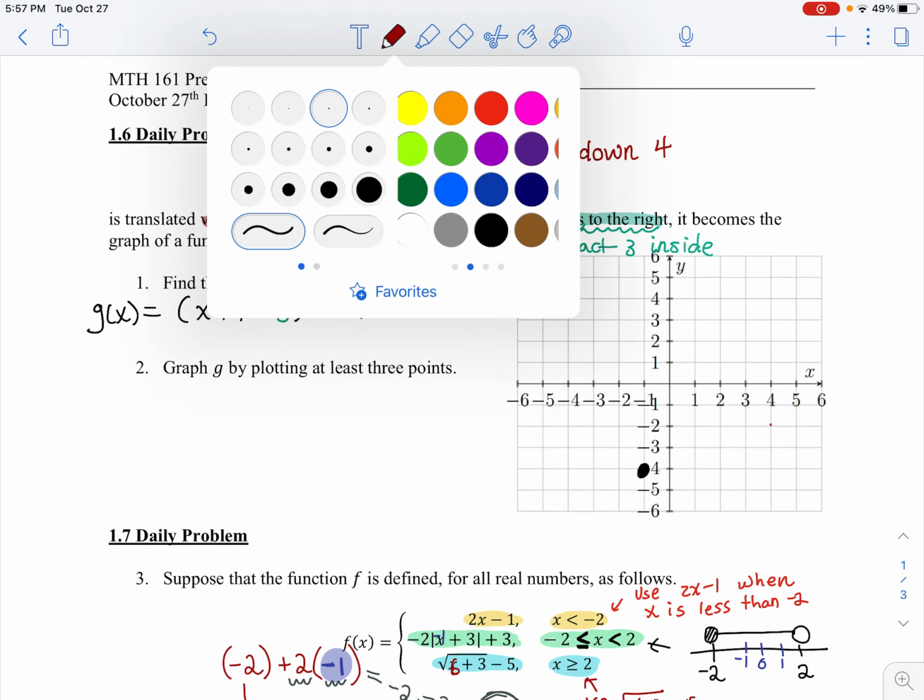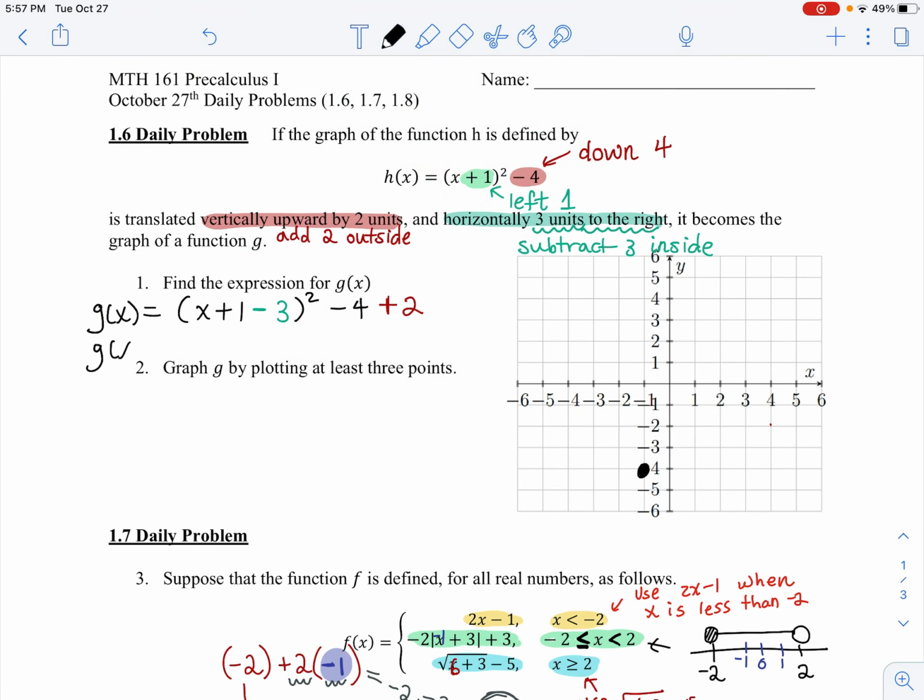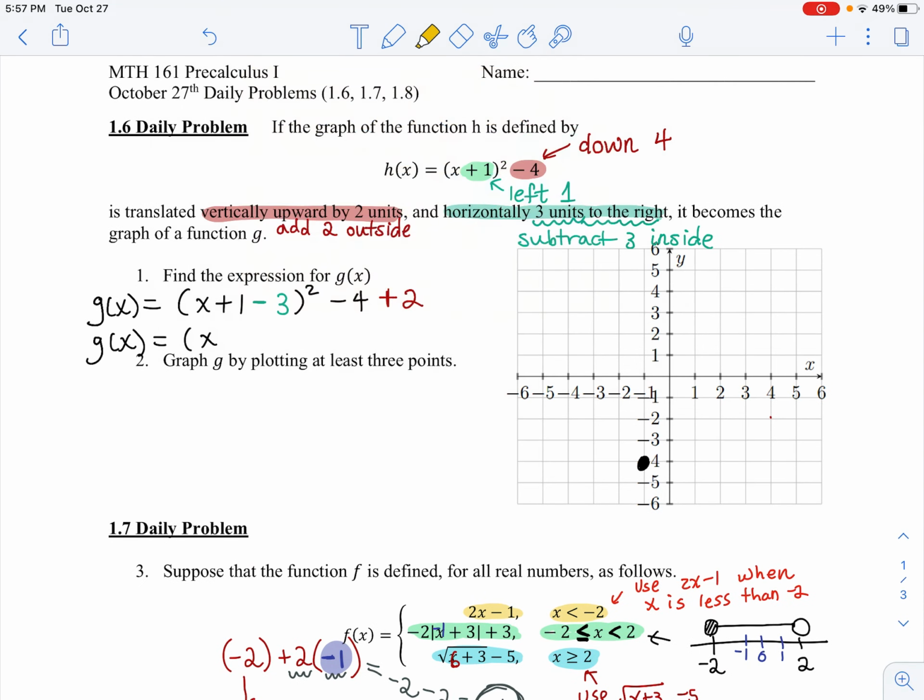Okay? We wrote down what g of x is. We just need to simplify it. So let me go ahead and simplify this. G of x equals (x, and take a look, what do we have here? If you add 1 minus 3, 1 plus negative 3, it's going to be x minus 2) squared. And then if I combine these like numbers outside, negative 4 plus 2, that's going to give me negative 2. So I got the expression for g of x.